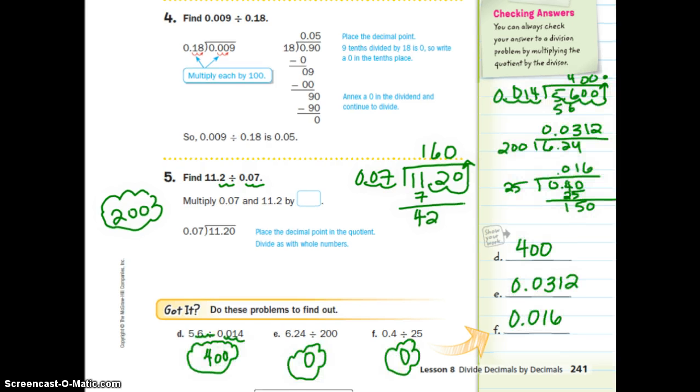Okay, so D I got 400, E I got 0.0312, and F I got 0.016. My estimates actually I was 400 on the guess, which was excellent. The other 2 were zeros. I just had to be very careful. In the last 2, you're not actually moving the decimal. Why? Because the whole number is the divisor, so you're only doing the other.